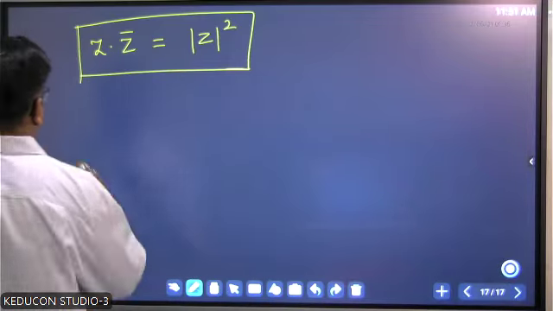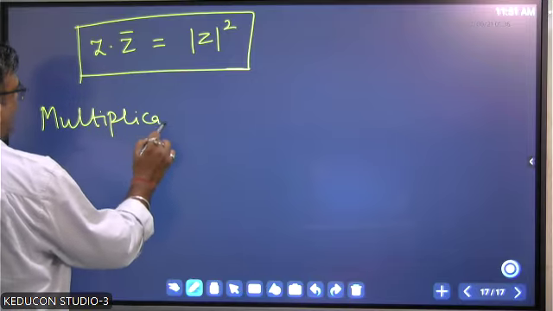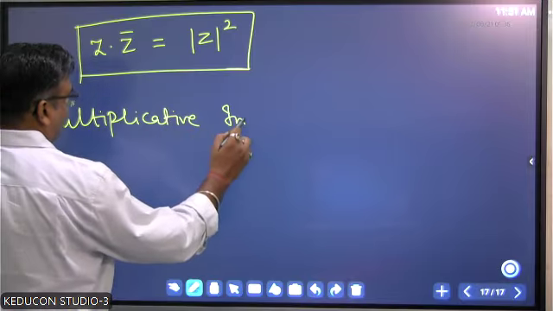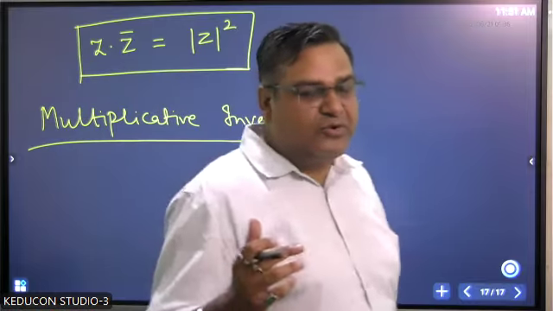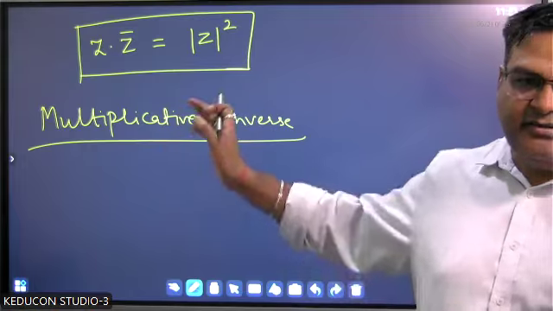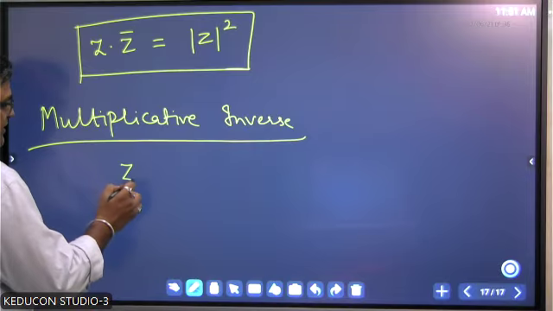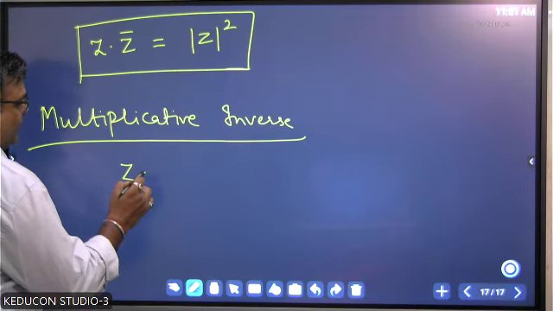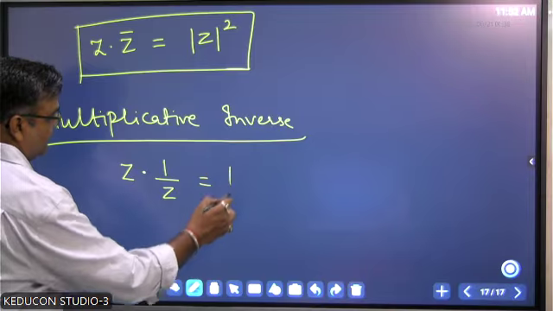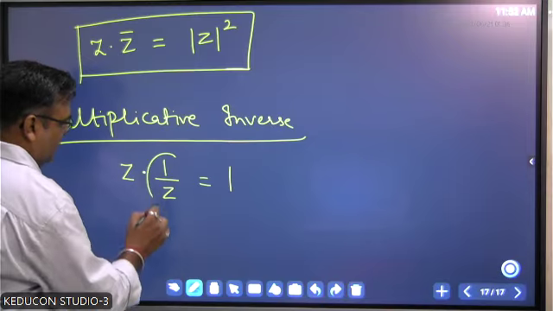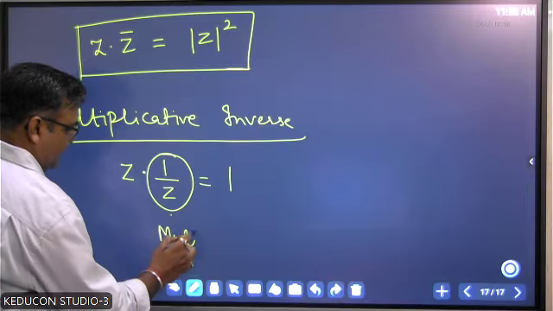Next thing comes the multiplicative inverse. What do you mean by multiplicative inverse? You have studied multiplicative inverse in junior classes, students, in classes 6, 7, 8. What is the meaning of multiplicative inverse? Suppose there is a complex number z. You have to find a complex number such that when you multiply by that complex number, the answer is 1. If you multiply it by 1 by z, so here 1 by z is the multiplicative inverse of z.